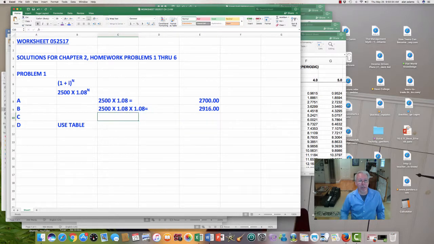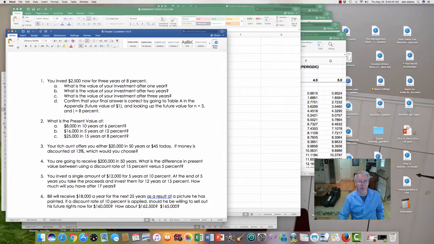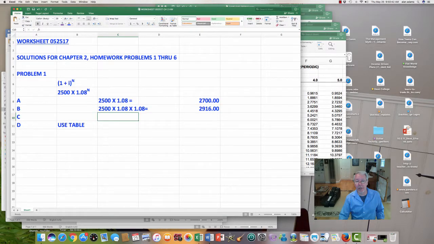All right, and we keep going. Now we're going to take it to the third power, because in question C, I ask you, what's the value of your investment after 3 years? This is the last time I want to deal with multiplying something by itself over and over again. In the future, I'm going to use my tables.